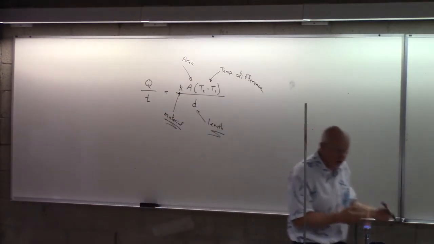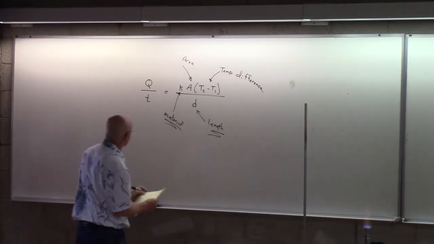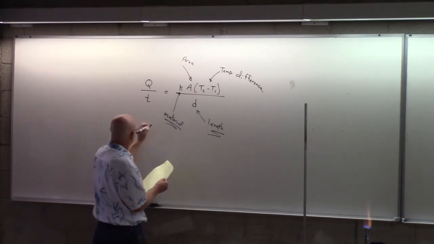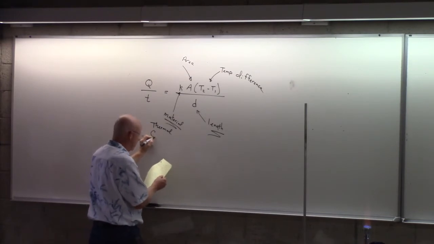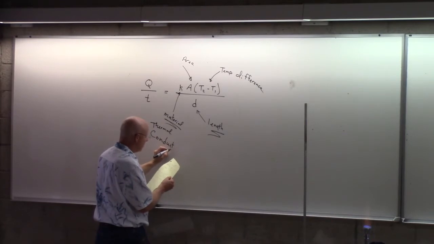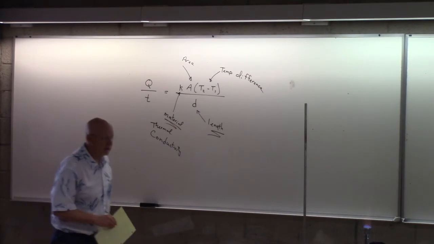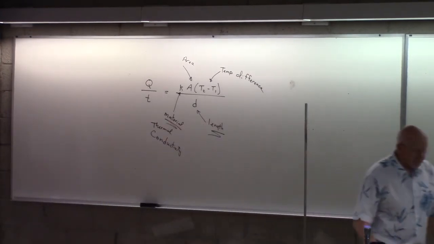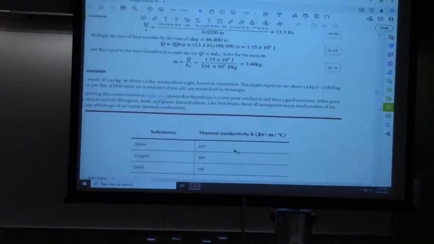And so the other factors are what I call geometry. But this factor, which is the material, we call it then the thermal conductivity of it. How well does this material conduct? Thermal conductivity. And this is where a nice little chart comes into play, and we can look at some of these numbers. Here it is.